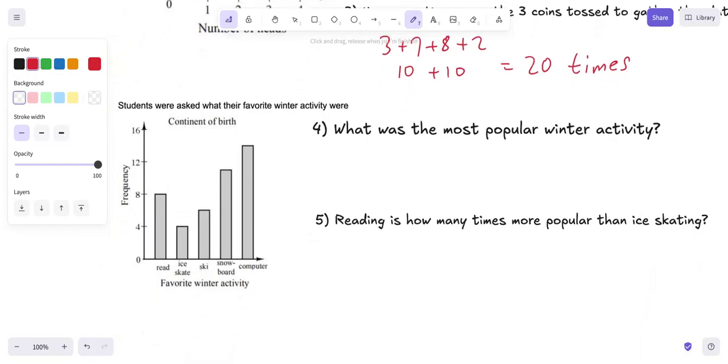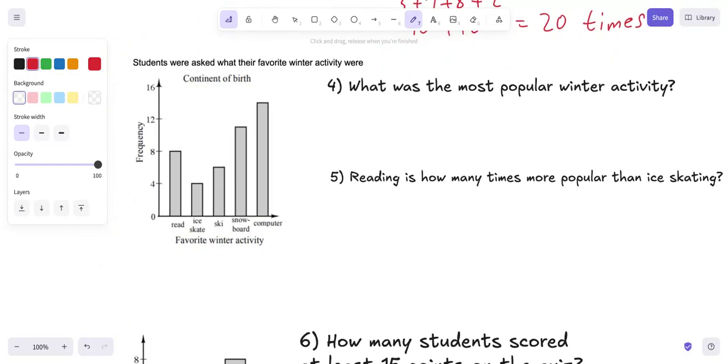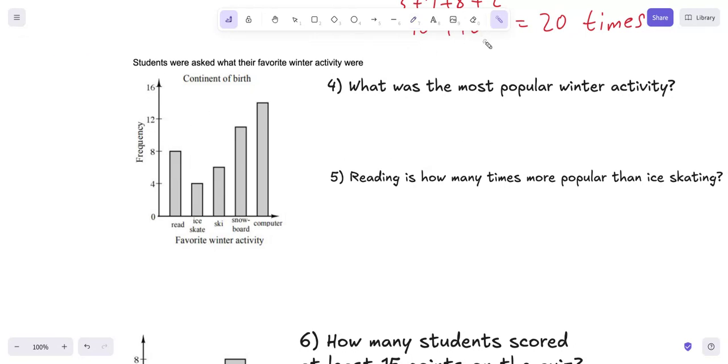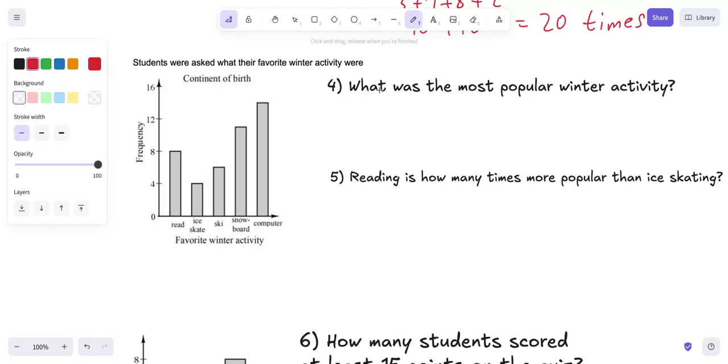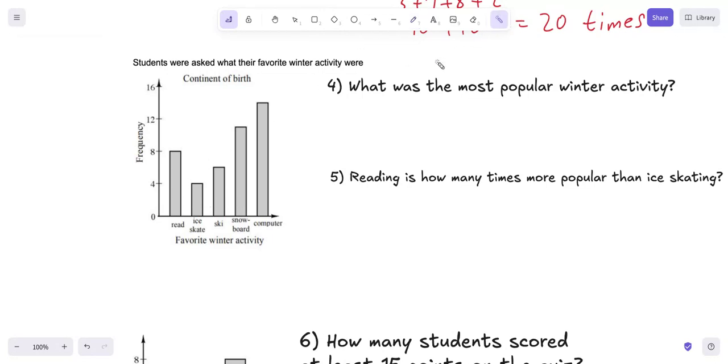All right, next one. Students were asked... well, this next one I can see that it's not a histogram, it's a bar graph, because number 1, there's gaps between the bars, and number 2, we have categories instead of a number range. So this should be even easier. Number 4, what was the most popular winter activity? Well, I'm just looking first at the one with the highest frequency. Then obviously it's computer because it has the highest frequency.